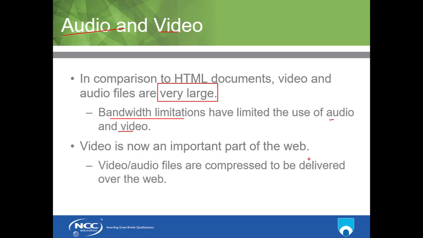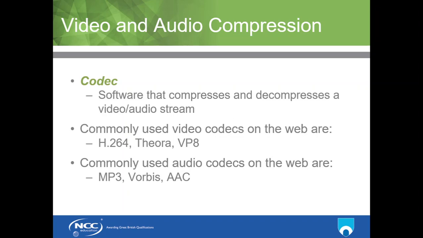So video is now an important part of the web. Video and audio files are compressed to be delivered over the web. Just like images, you can't use audio and videos without compressing them. The software that is used to compress video and audio is called a codec, used to compress and decompress audio or video streams. Common video codecs include H.264, Theora, and VP8.